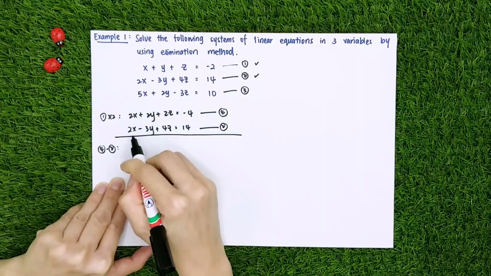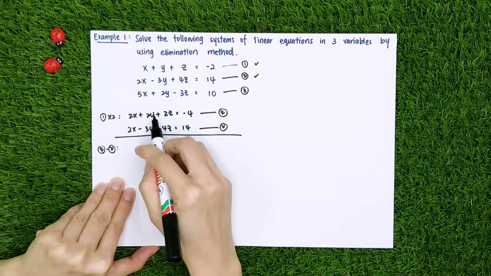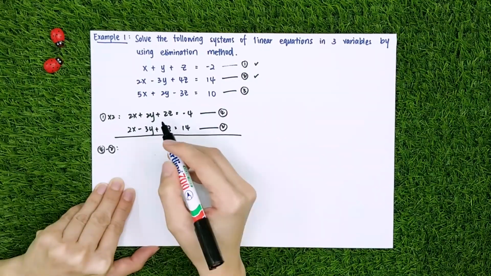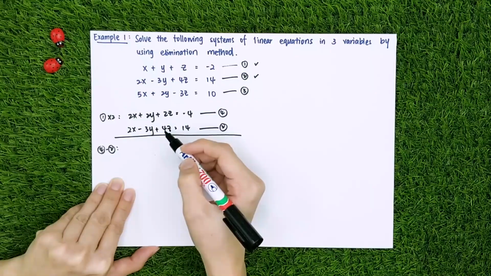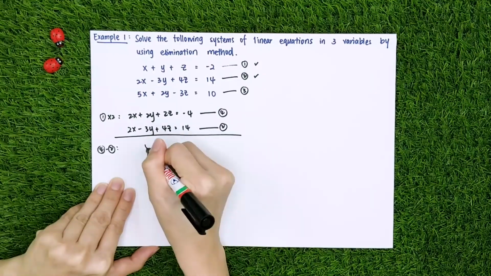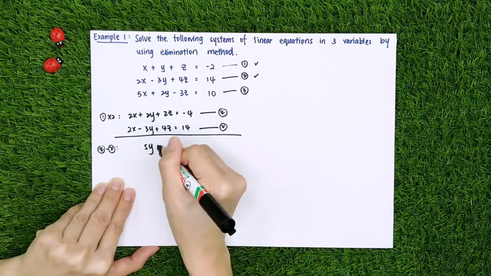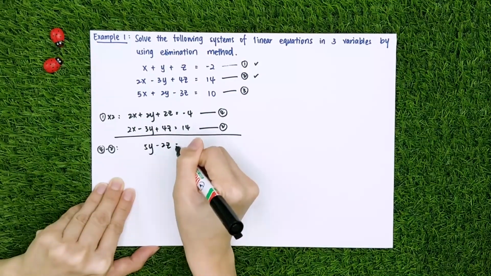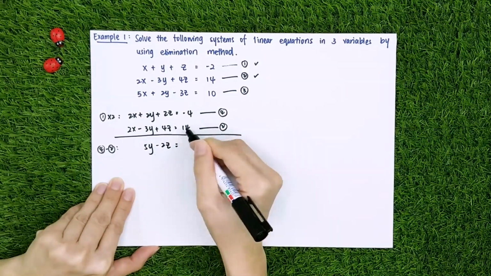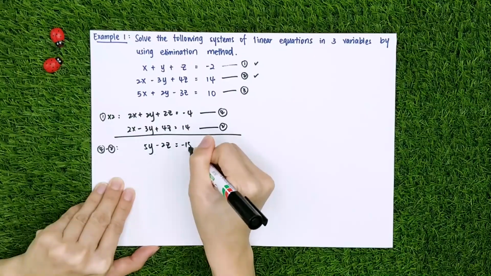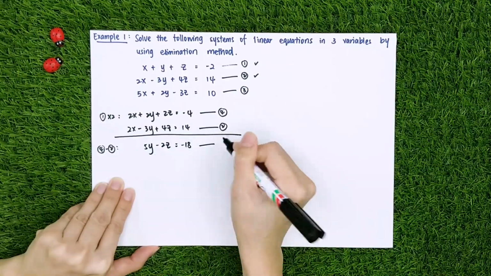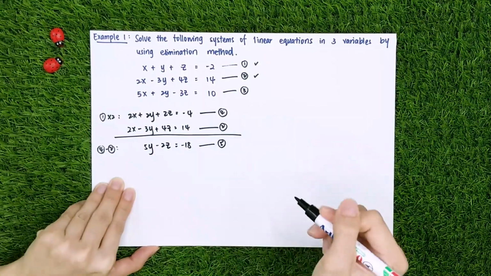2x minus 2x, you will get 0. 2y minus 3y minus, you will get positive, so you will get 5y. 2z minus 4z, you will get minus 2z, equals minus 4 minus 14, you will get minus 18. This is your new equation. I label it as equation 5.